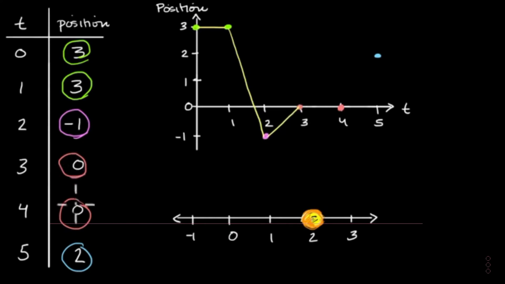Now from 3 to 4, at least the way I depicted it, our position does not change. And then from time 4 to 5, our position goes from 0 to 2. And so what I have constructed here is known as a position time graph.